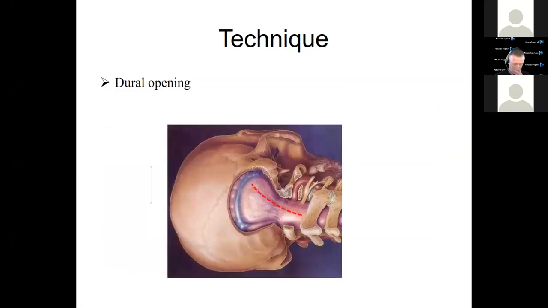Thereafter the craniotomy, we have the dural opening, taking care still of the vertebral artery, because sometimes the posterior inferior cerebellar artery can originate just below the part of the vertebral artery that crosses the dura mater.